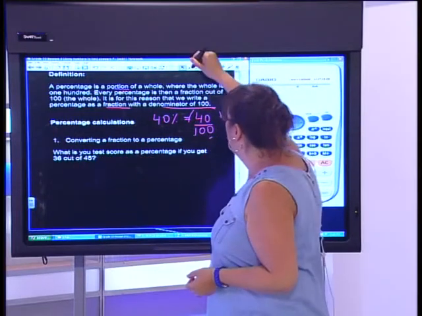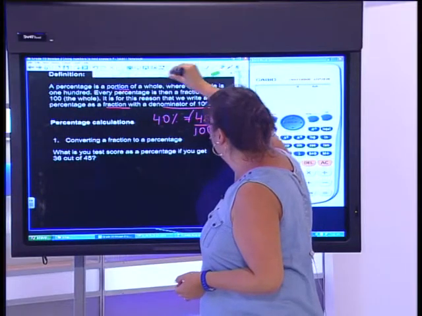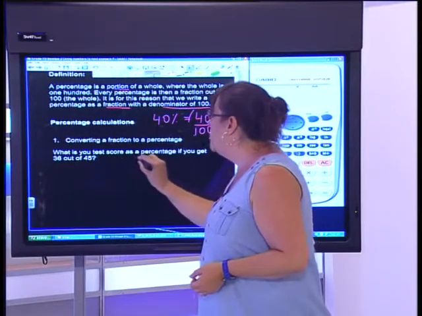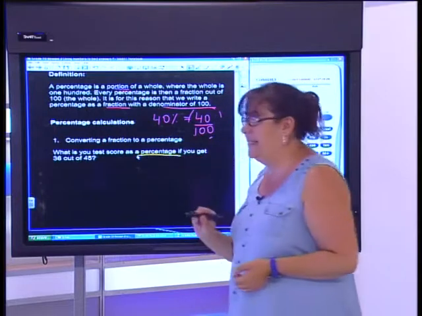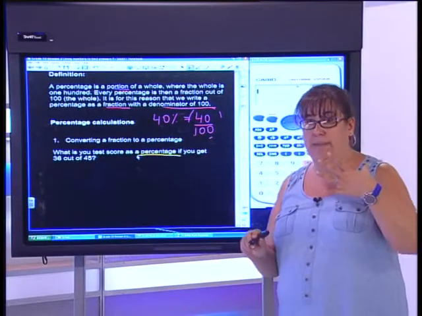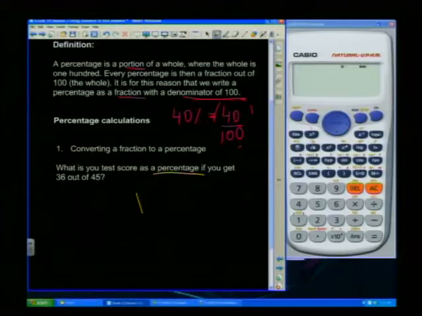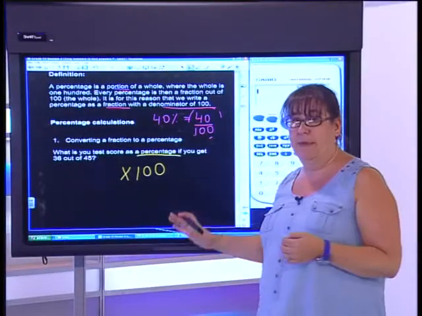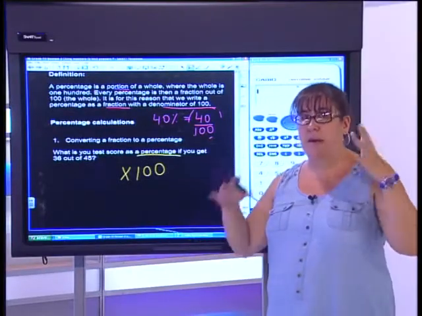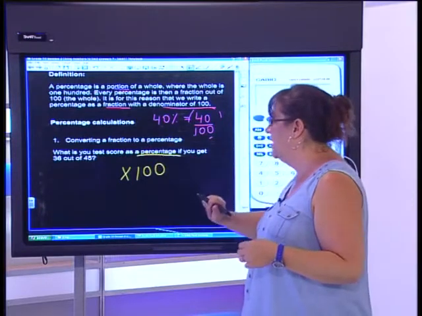As soon as you see the word as a percentage, you know that you're calculating a percentage, your answer is going to be a percentage, and we need to multiply by 100. So the only way I can get a percentage is have my fraction multiplied by 100. So that's the first thing that I'm always going to put in as soon as I see the word percentage.